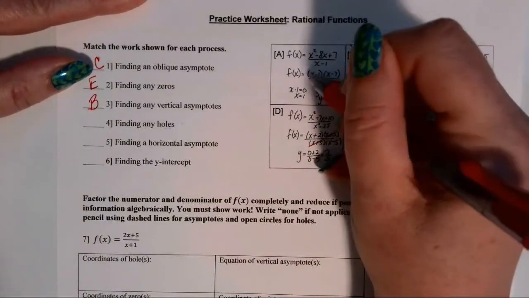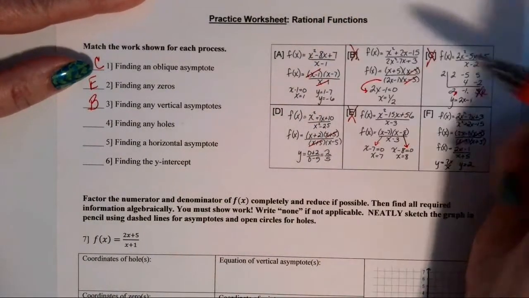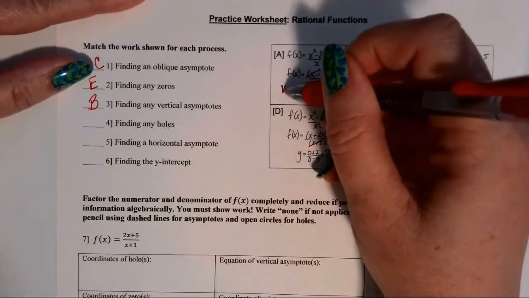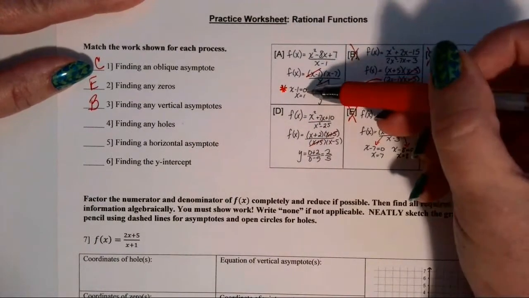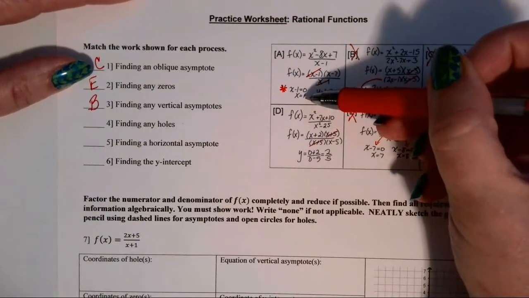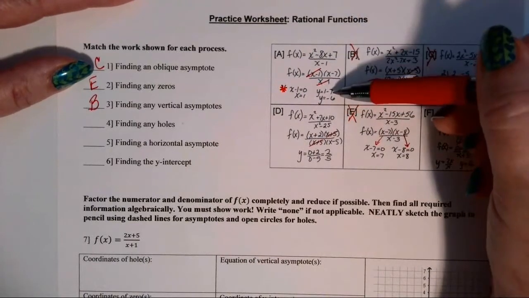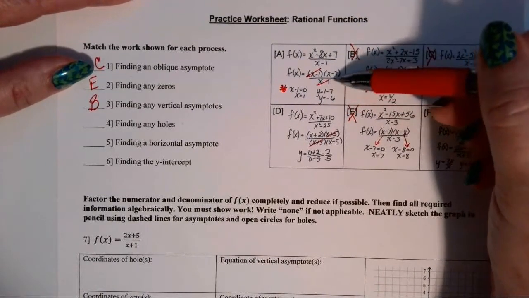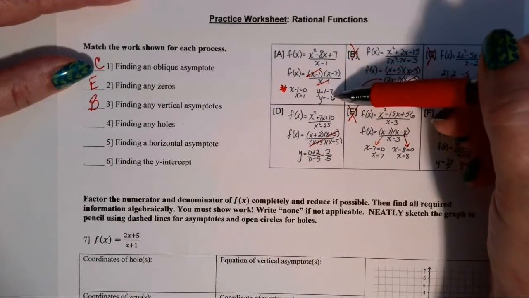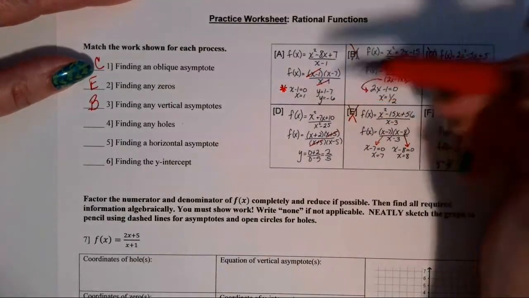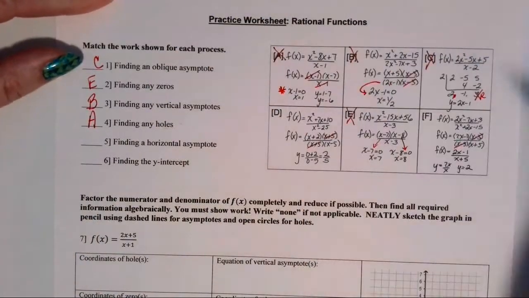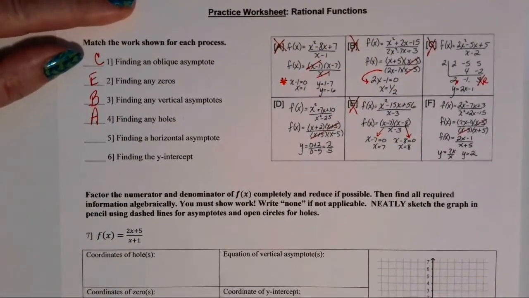So when we look at A, the x minus 1's cancel. That's the only one where that factor then was set equal to 0, and they found the x of the hole. Then they took that x from the hole and substituted it back into the simplified form for x and solved to find the y. So A is the work for finding a hole in a rational function.